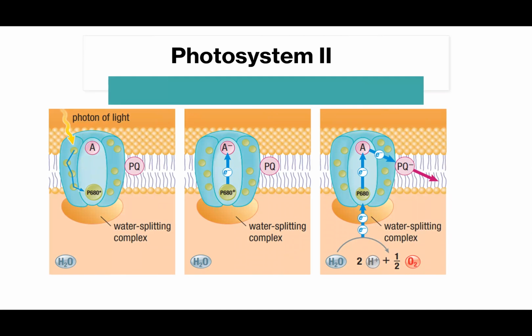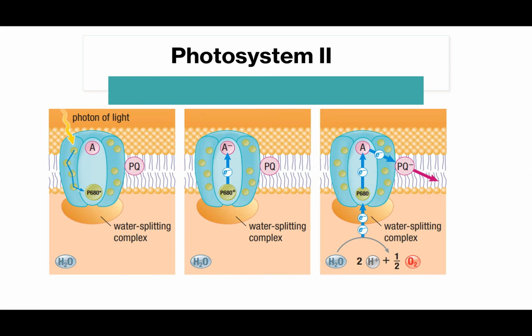Light-dependent reactions start with a complex called photosystem 2. Photosystem 2 starts with a photon of light being absorbed by the antenna complex, which then transfers its energy to a P680 molecule, resulting in a charged P680 molecule. This excited molecule is transferred to the primary acceptor molecule, which is now negatively charged, resulting in a positively charged P680.